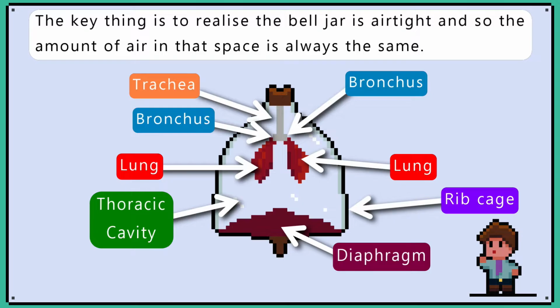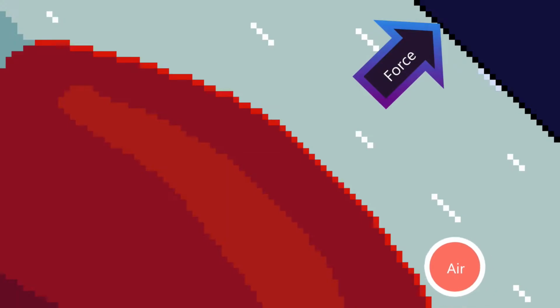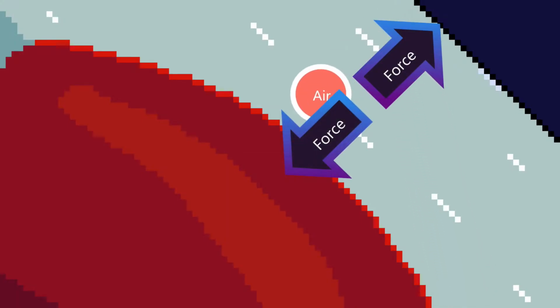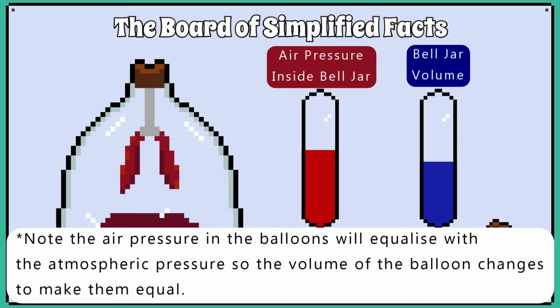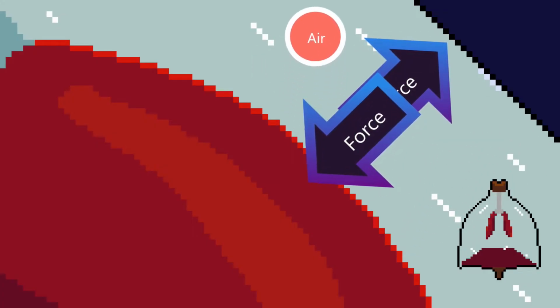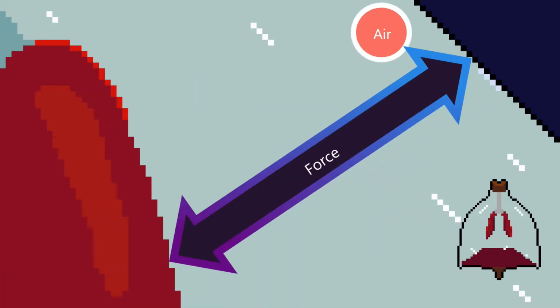The key thing is to realise the bell jar is airtight, and so the amount of air in that space is always the same. The air particles in that jar are pressing not only on the bell jar walls, but also the balloons themselves. So, when we push the rubber sheet up to mimic the diaphragm relaxing and doming upwards, it decreases the volume of the bell jar and increases the air pressure. The air particles have less space to move around in, so they exert more pressure on the outside of the balloon, causing them to deflate.